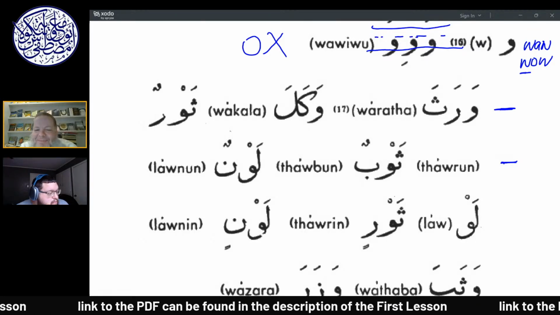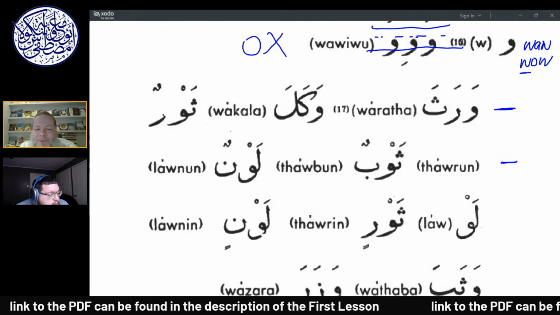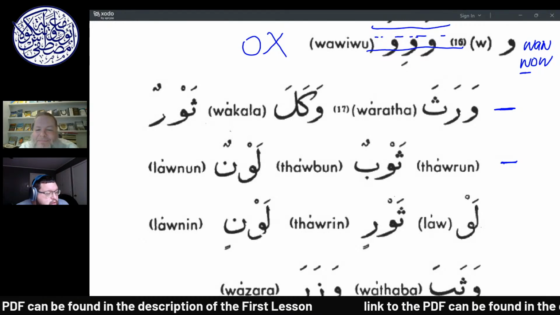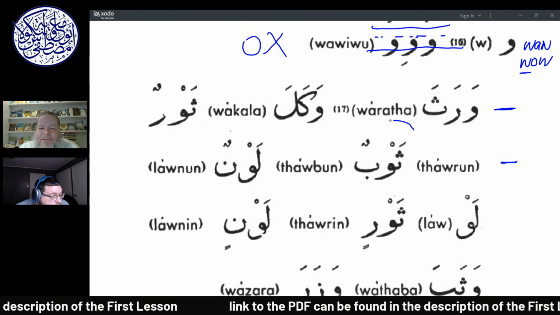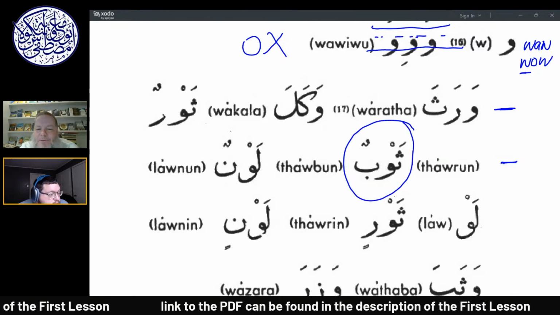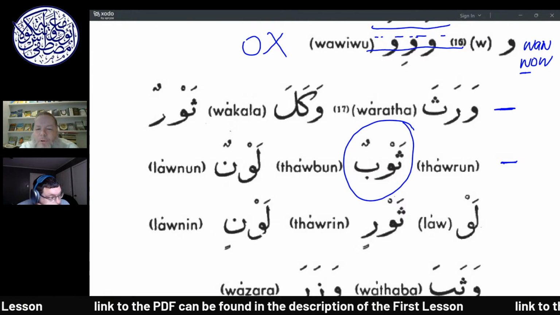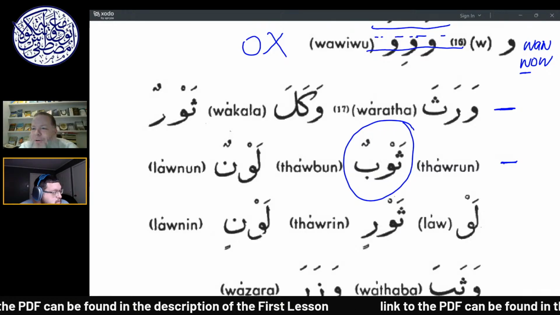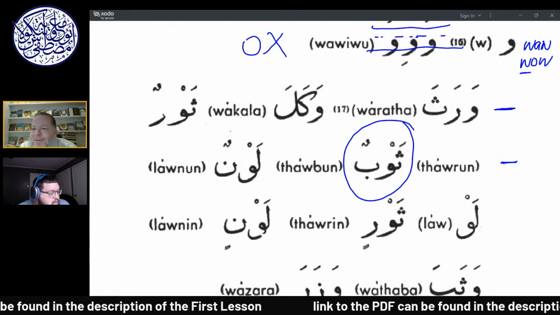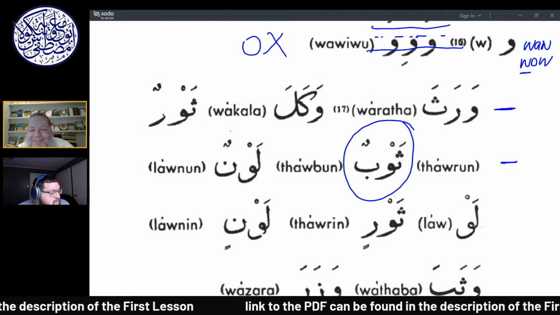Okay. And this one, you probably know this word here. Thawbun. Thobe. What's a thobe? Oh, it's a thobe. Yeah. Thawbun. Yeah, what you wear, right? Yeah.